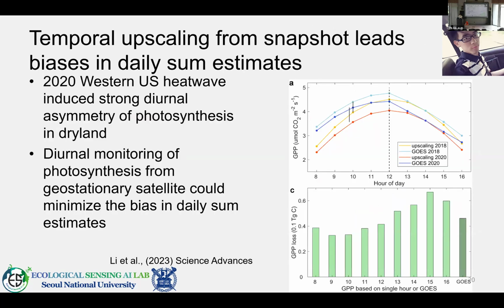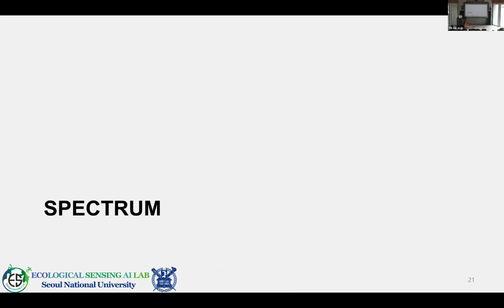And yeah, also that is very useful because in the past, in the MODIS period, we quantified the daily sum of GPP using just a single snapshot and applied a cosine function. But that assumes diurnal symmetry of the flux, which is not true. In stressed ecosystems, there is diurnal asymmetry. Such a thing can now be captured, and we can make more robust daily sum estimates from the geostationary satellite.